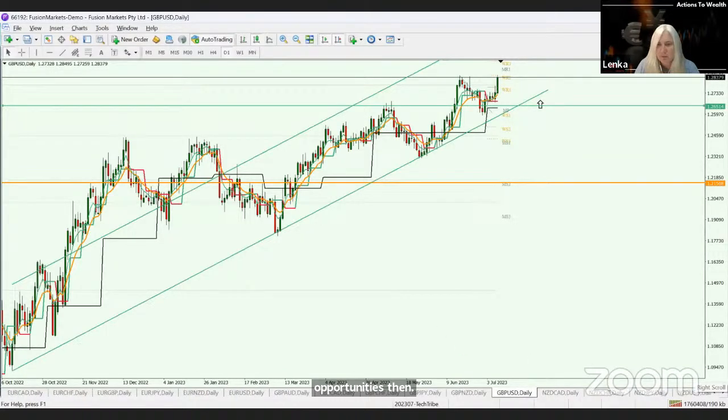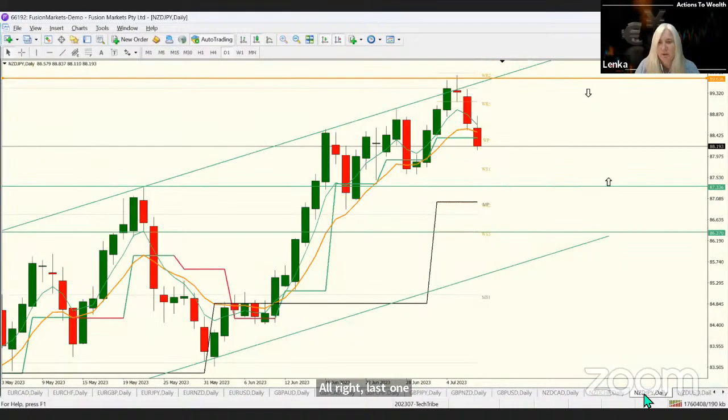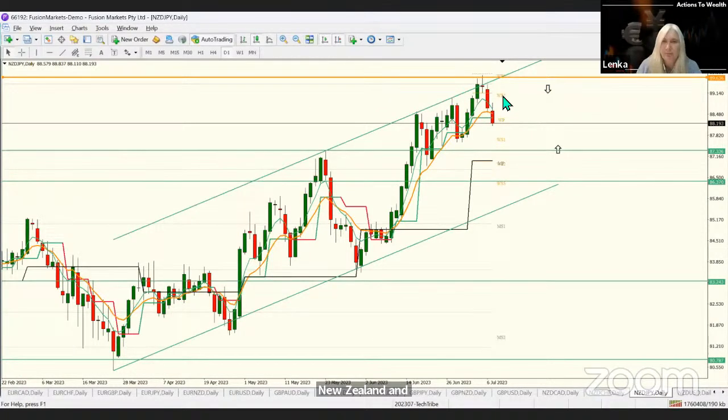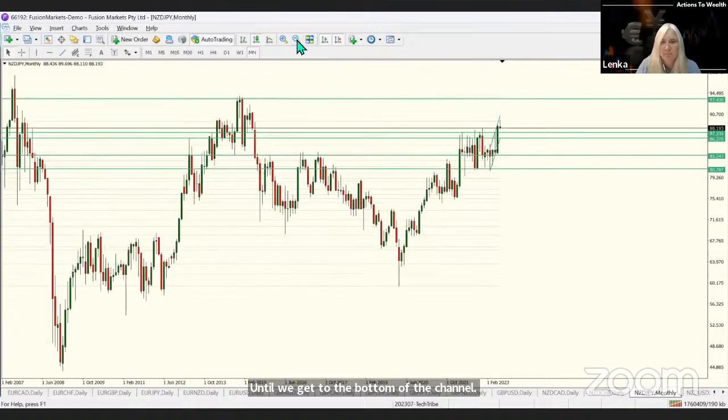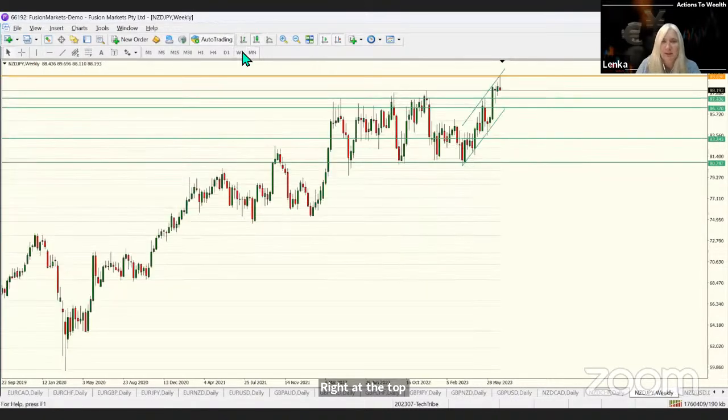All right, last one is New Zealand JPY. New Zealand JPY is in an uptrend, but we are at the top of the channel. So there might be an opportunity to go short just for a little while until we get to the bottom of the channel. This is what it looks like on the monthly. So we are right at the top, and we're looking for a little bit of a pullback.